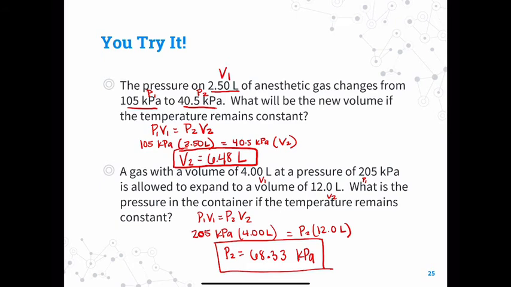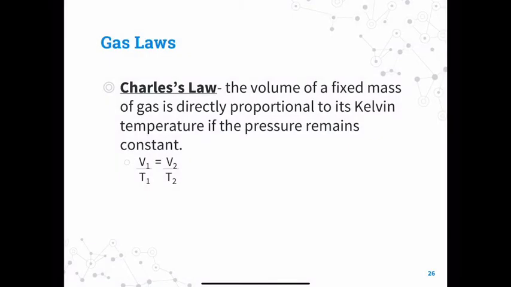The second one was very similar, except we were solving for P2. And so multiplying 205 as your P1 times 4 as your V1, and then dividing by 12 liters, which was V2, should have left you with a P2 of 68.33 kPa. So hopefully you all got those correct without any issues. Okay, so that was Boyle's law.